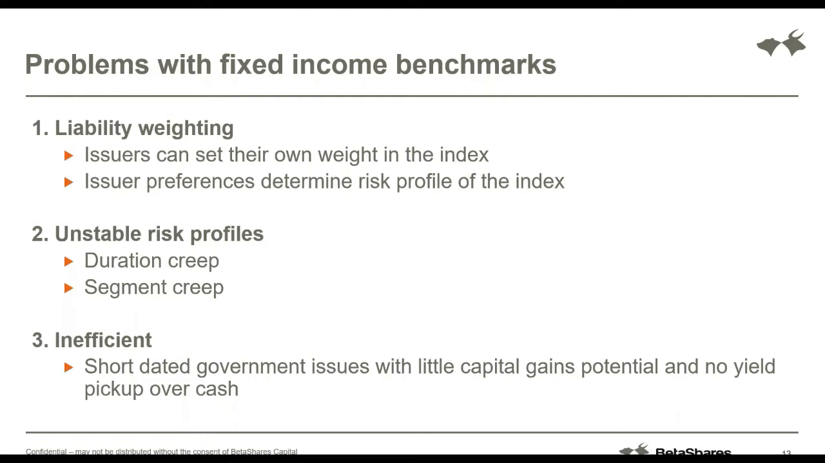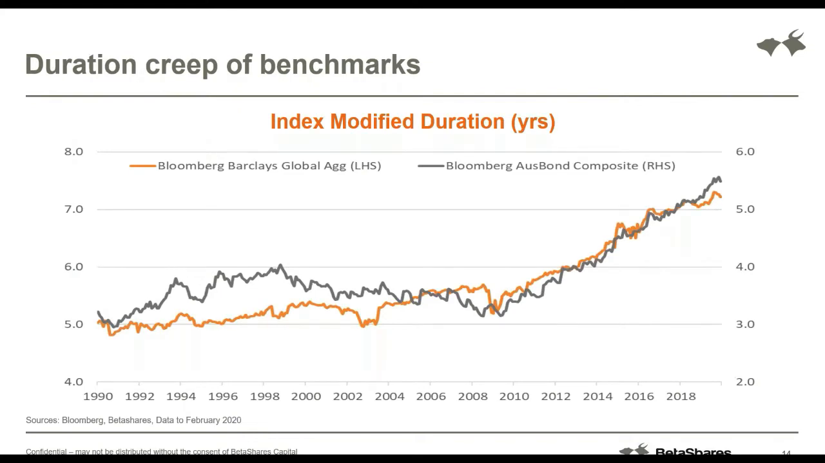The other thing about liability weighted indices is that they have unstable risk profiles over time. The most notable one being duration creep. That's where the level of interest rate risk in a benchmark or in an index can fluctuate wildly over time with issuance patterns. For example, let's take the two major benchmarks, the Bloomberg AusBond Composite and the Bloomberg Barclays Global Aggregate. They have had a fairly unstable duration profile, especially over the last 10 years.